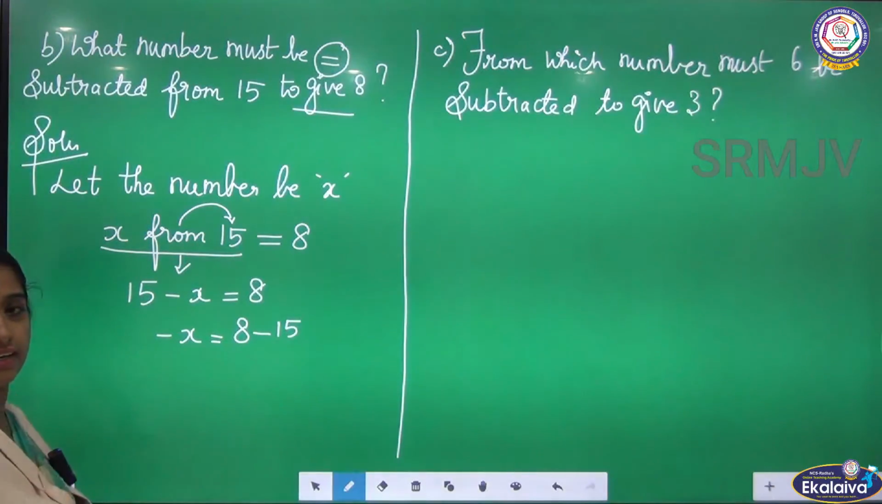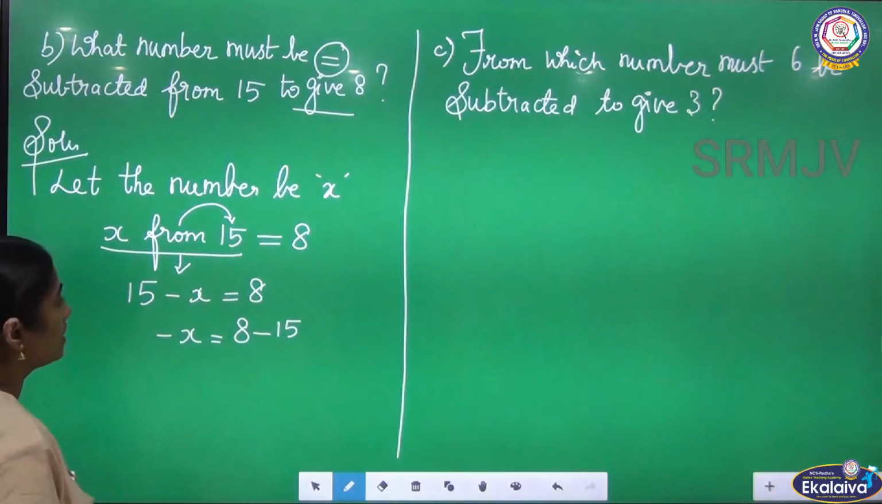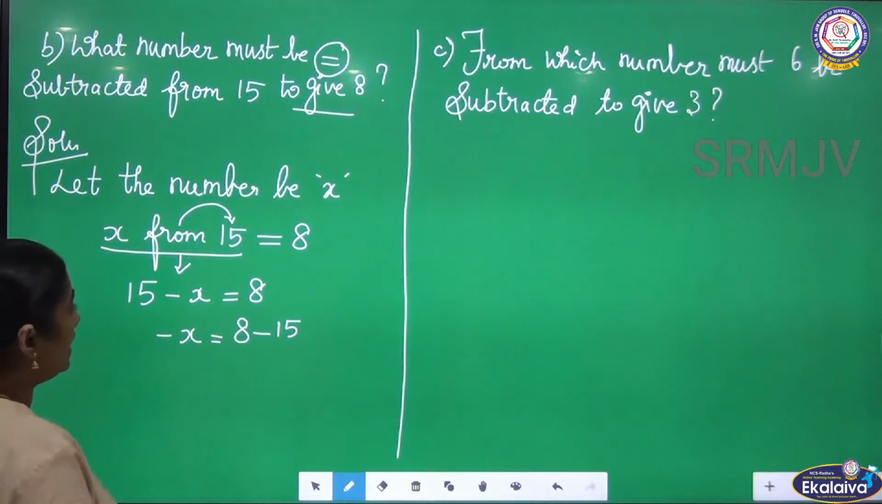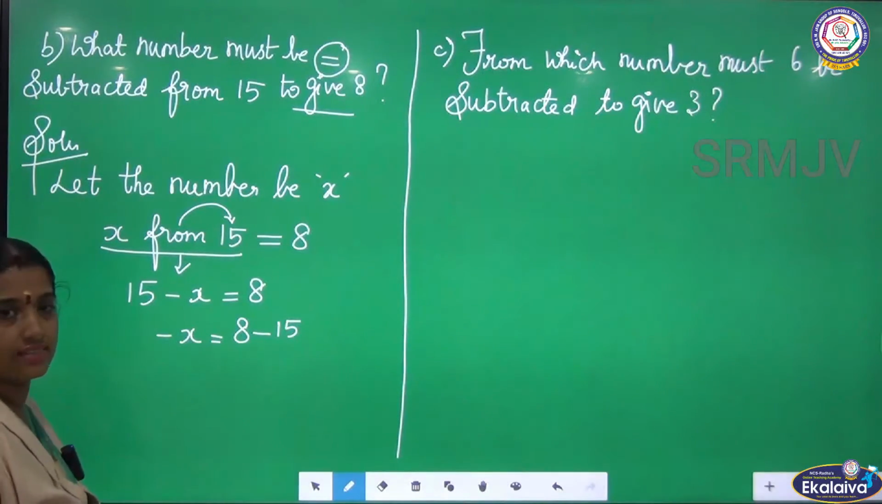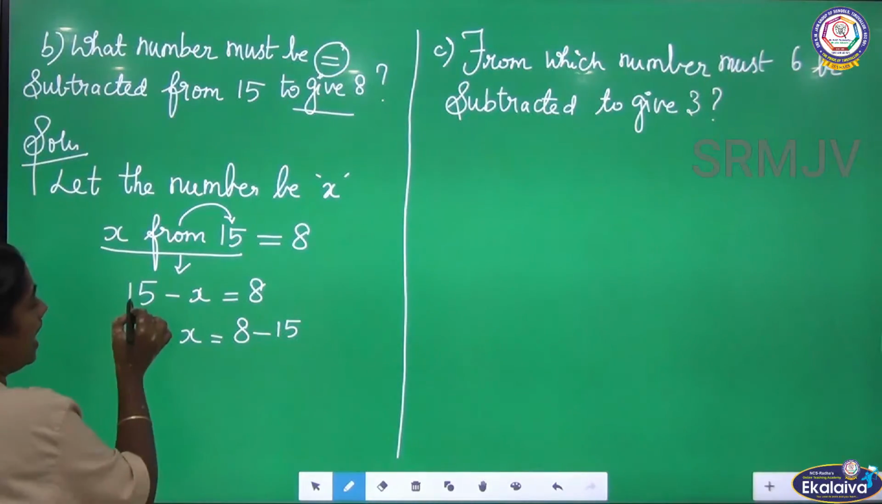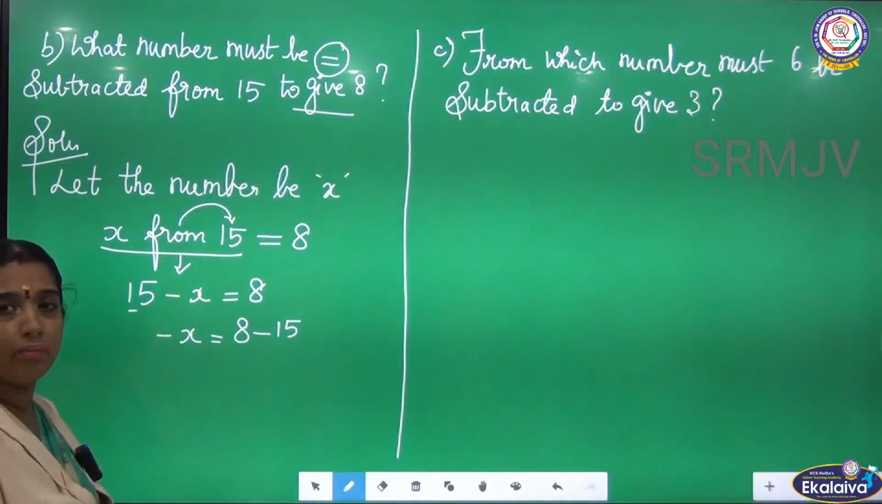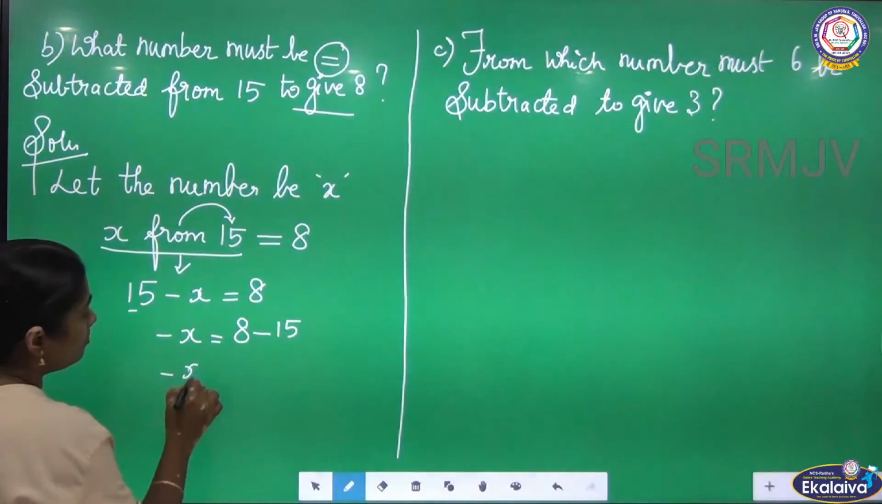Minus 15. Can you clear this? Minus x is there. See, in the previous sum, the x is positive, but here it is negative. So I am writing it as it is, minus x and 8, and this plus 15, when it comes to the equal side, becomes what? Minus 15. So now you can simplify this.